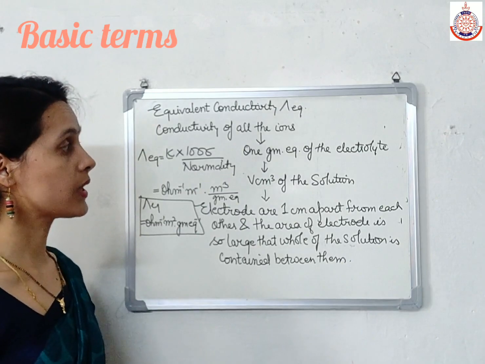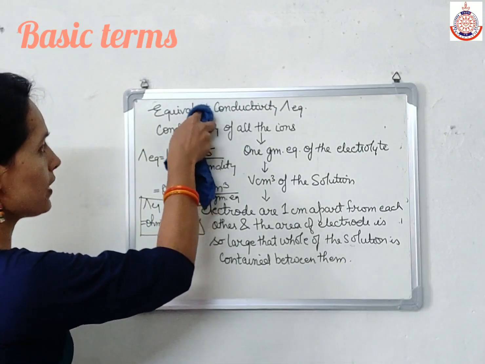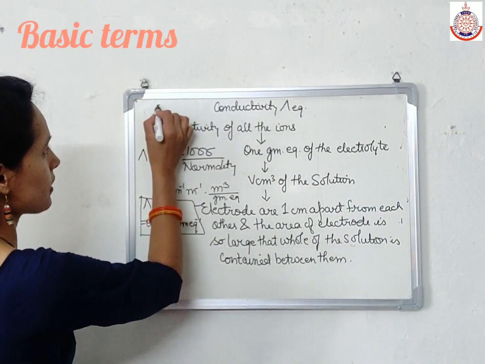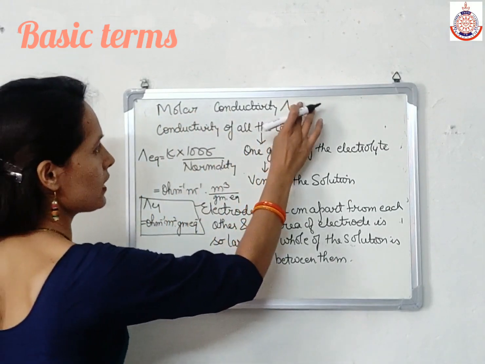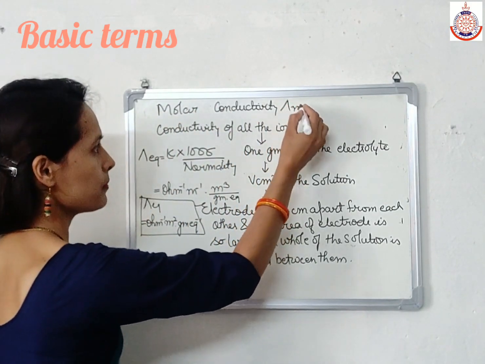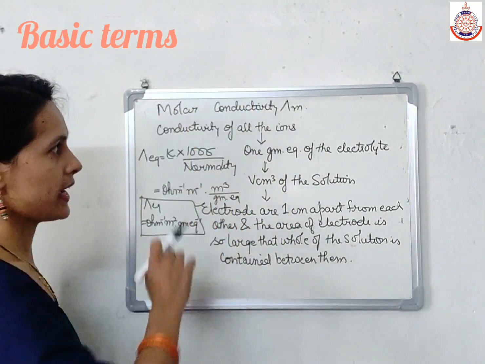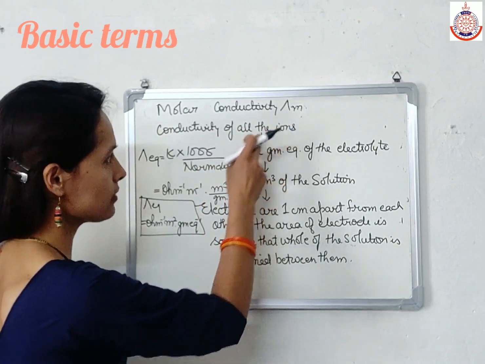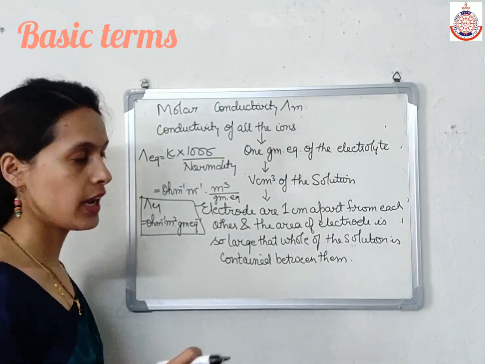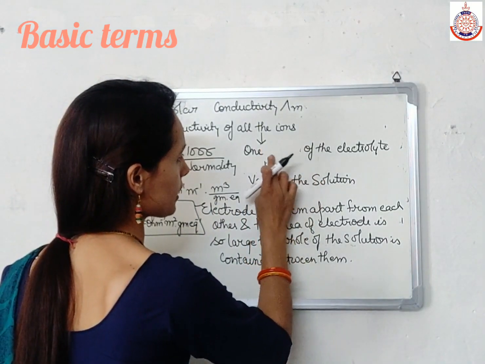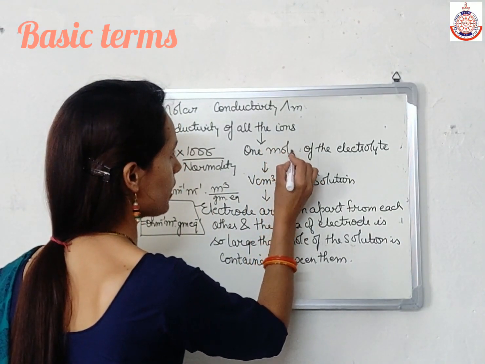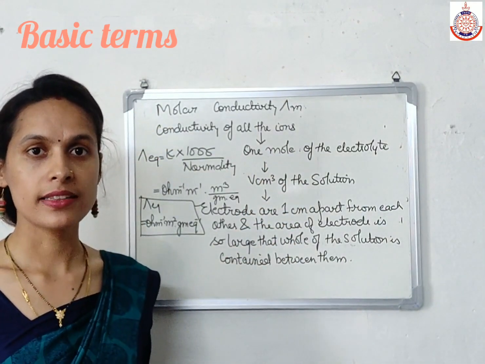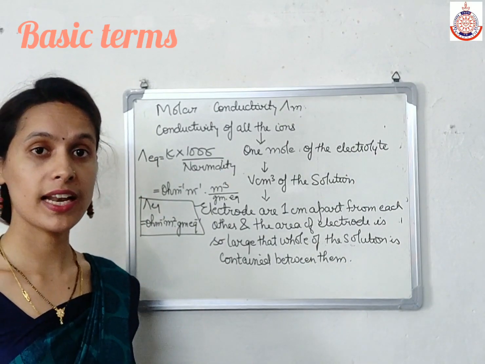Now, similarly, we will study molar conductivity. How will we study molar conductivity from this content only? First of all, we write molar here, and it becomes lambda m. Now, what is lambda m? Lambda m may be defined as the conductivity of all the ions produced by 1 mole of the electrolyte. Because it is molar, here we are dealing with molarity, whereas there it is equivalent. That's why we were dealing with equivalent conductivity.